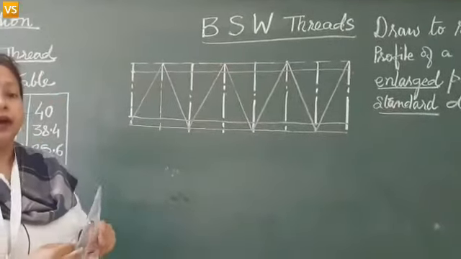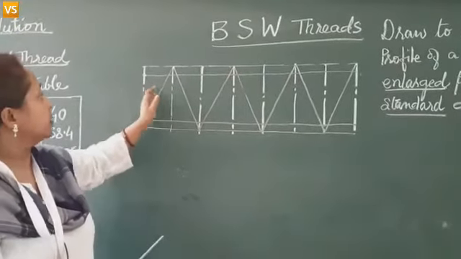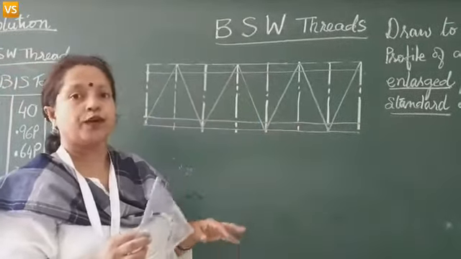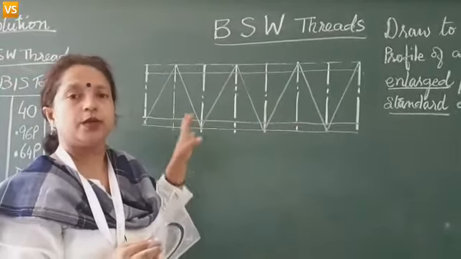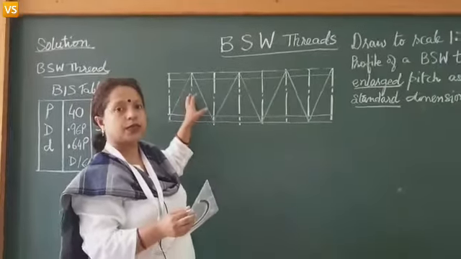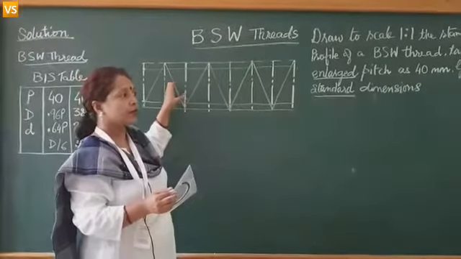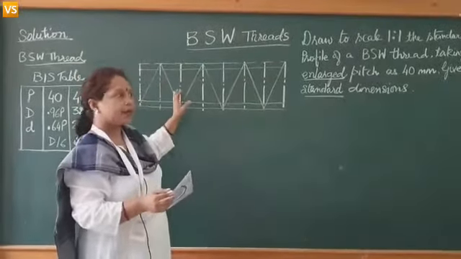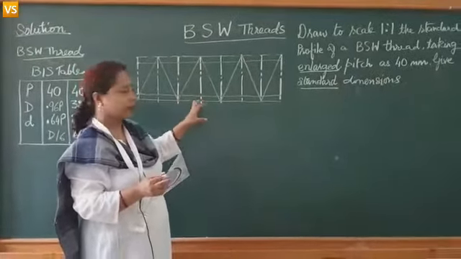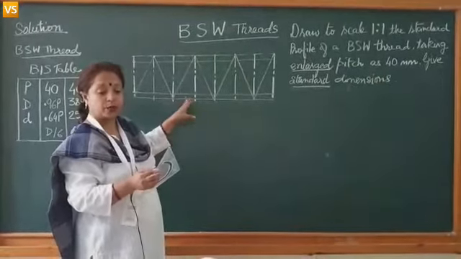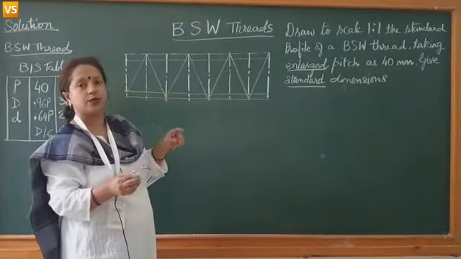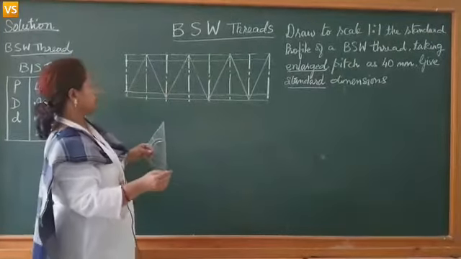Now in BSW threads, the crest and root both are rounded. So for rounding the crests and roots, you need to use the circle master. For using the circle master, you can use the trial and error method, but I am going to tell you the actual method which you can use to draw the curves, and for that you will need a compass in which you can take a very small radius also.